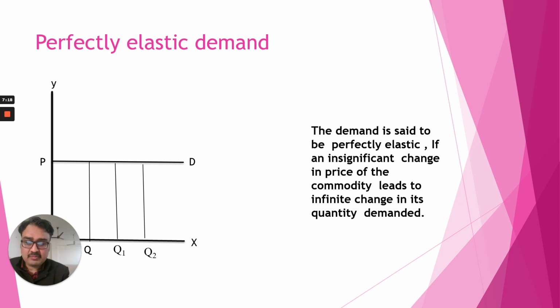Price is OP, demand is OQ. There is a negligible change in price, but the demand rises from OQ to OQ1. Further, it rises from OQ1 to OQ2, but the change in price is negligible. That is, this is called perfectly elastic demand.